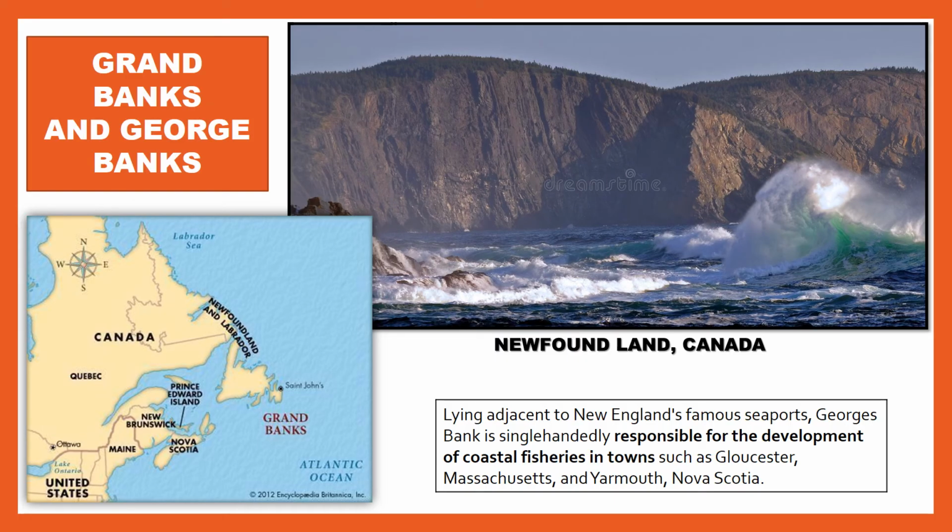Children, shallow continental shelves, such as the Grand Banks and George Banks off the New England and Newfoundland coast, are popular fishing grounds. These banks can be found in Canada, and they are very popular for their fishing grounds. So, children, this was all about the agriculture of North America.